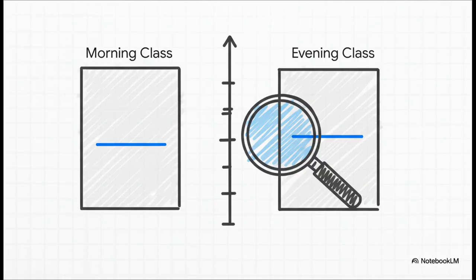Okay, the very first thing your eyes probably go to is that line inside the box, the median. Notice how the median for the evening class, at 81, is just a little bit higher than the morning class's 80. This is our first clue. It tells us that the typical student in the evening class did slightly better. It's a small difference, sure, but it's where our investigation starts.